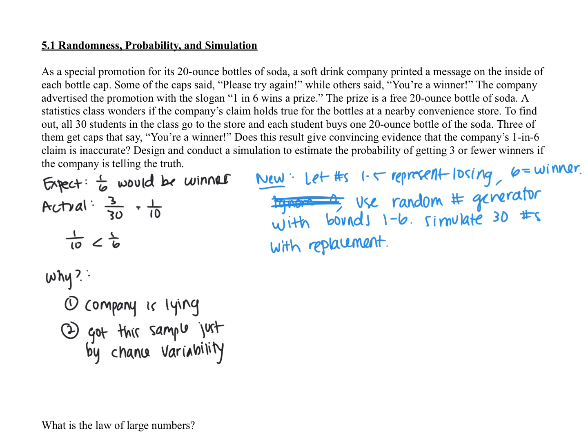Okay, so then we have to think about what are we looking at in these 30 numbers. So we're going to generate 30 numbers. What do we care about? So it says, conduct a simulation to estimate the probability of getting 3 or fewer winners. So all we care about in our trial is did we get 3 or fewer winners. So this is one trial.